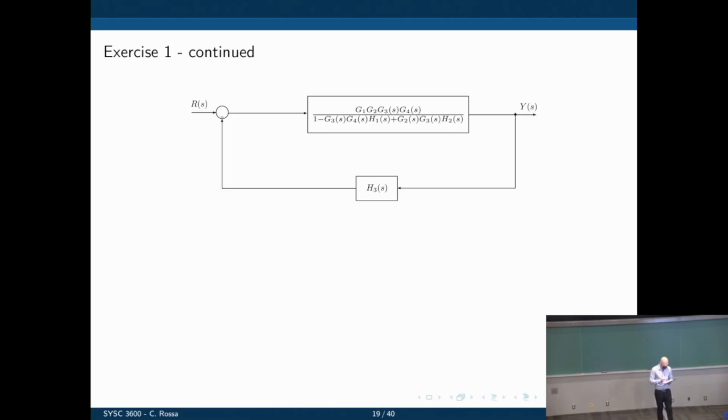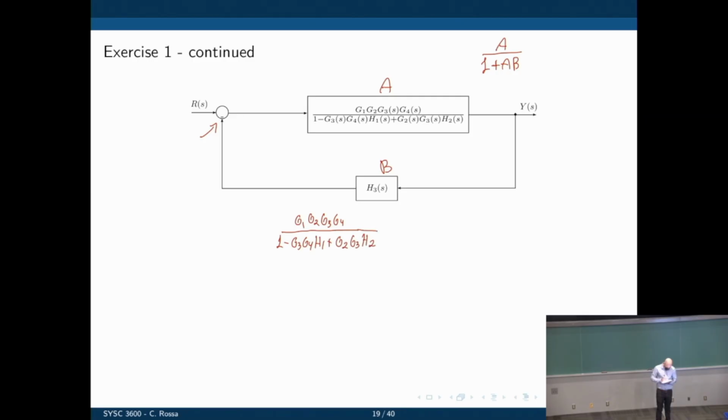And the transfer function, let's call this A, let's call this B, is going to be A divided by 1 plus AB, because here we have a negative feedback loop. All right, so let's do that. A is G1, G2, G3, G4 divided by 1 minus G3, G4, H1 plus G2, G3, H2.